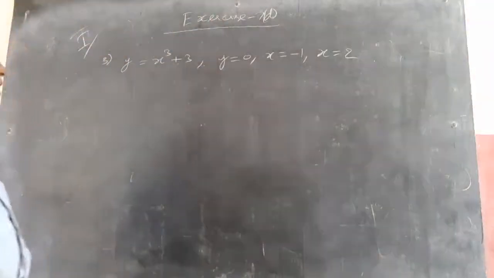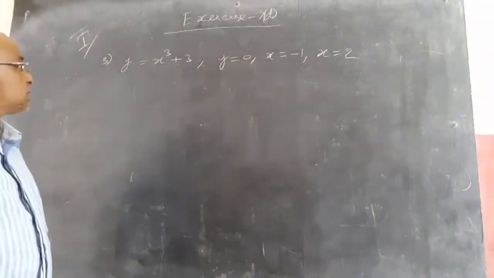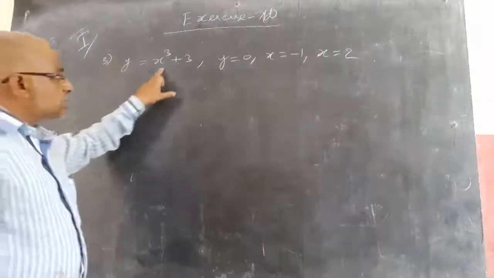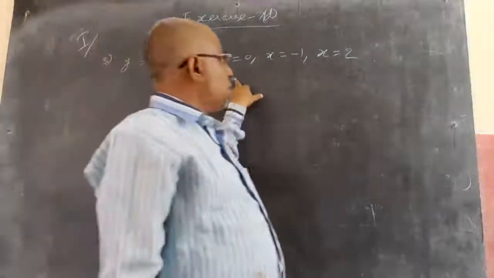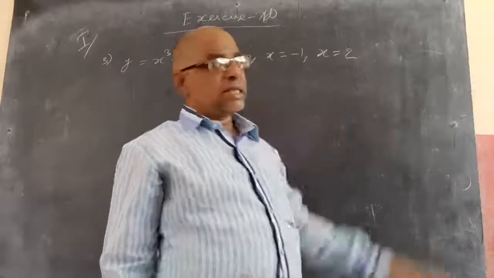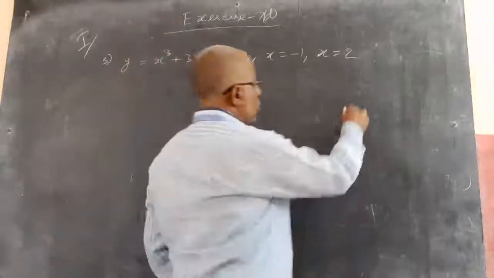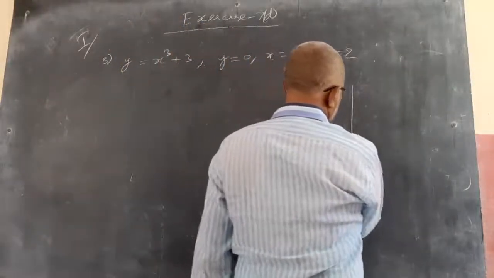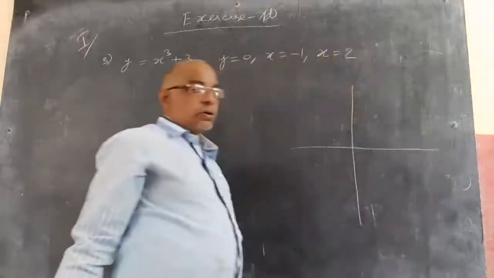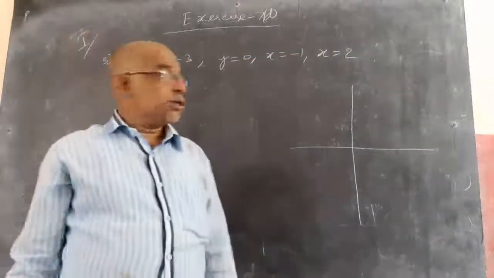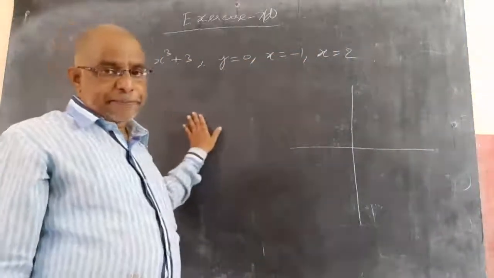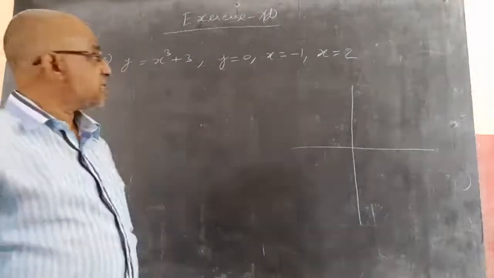Exercise 73, first sum. y is equal to x cube plus 3 and y equal to 0, x equal to minus 1, x equal to 2. How will the curve look like? First we should have the rough sketch. Then only we can find this area properly. So draw the rough sketch first.